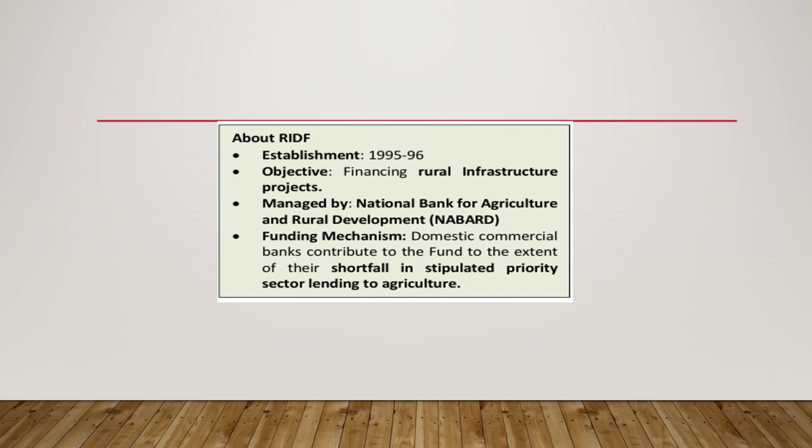About RIDF, its establishment 1995 to 96, objective: financing rural infrastructure projects. It is managed by the National Bank for Agriculture and Rural Development, which is NABARD. Its funding mechanism is domestic commercial banks contribute to the fund to the extent of their shortfall in stipulated priority sector lending to agriculture.